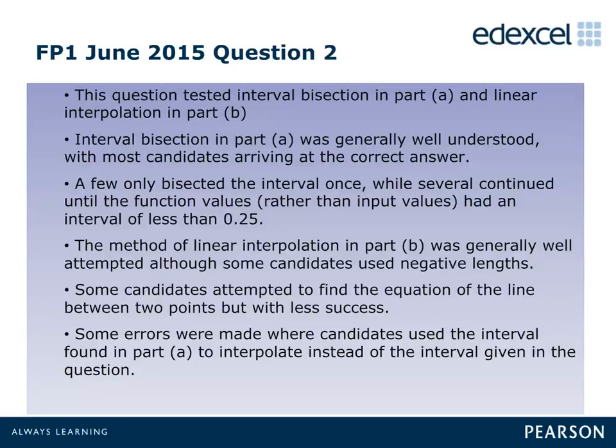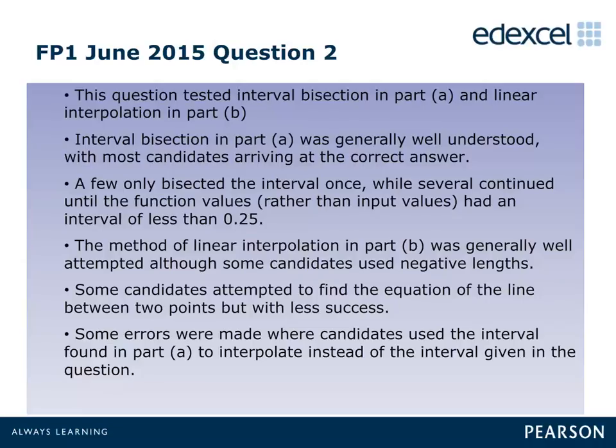This question tested interval bisection in Part A and linear interpolation in Part B. Interval bisection in Part A was generally well understood, with most candidates arriving at the correct answer. A few only bisected the interval once, while several continued until the function values, rather than input values, had an interval of less than 0.25.